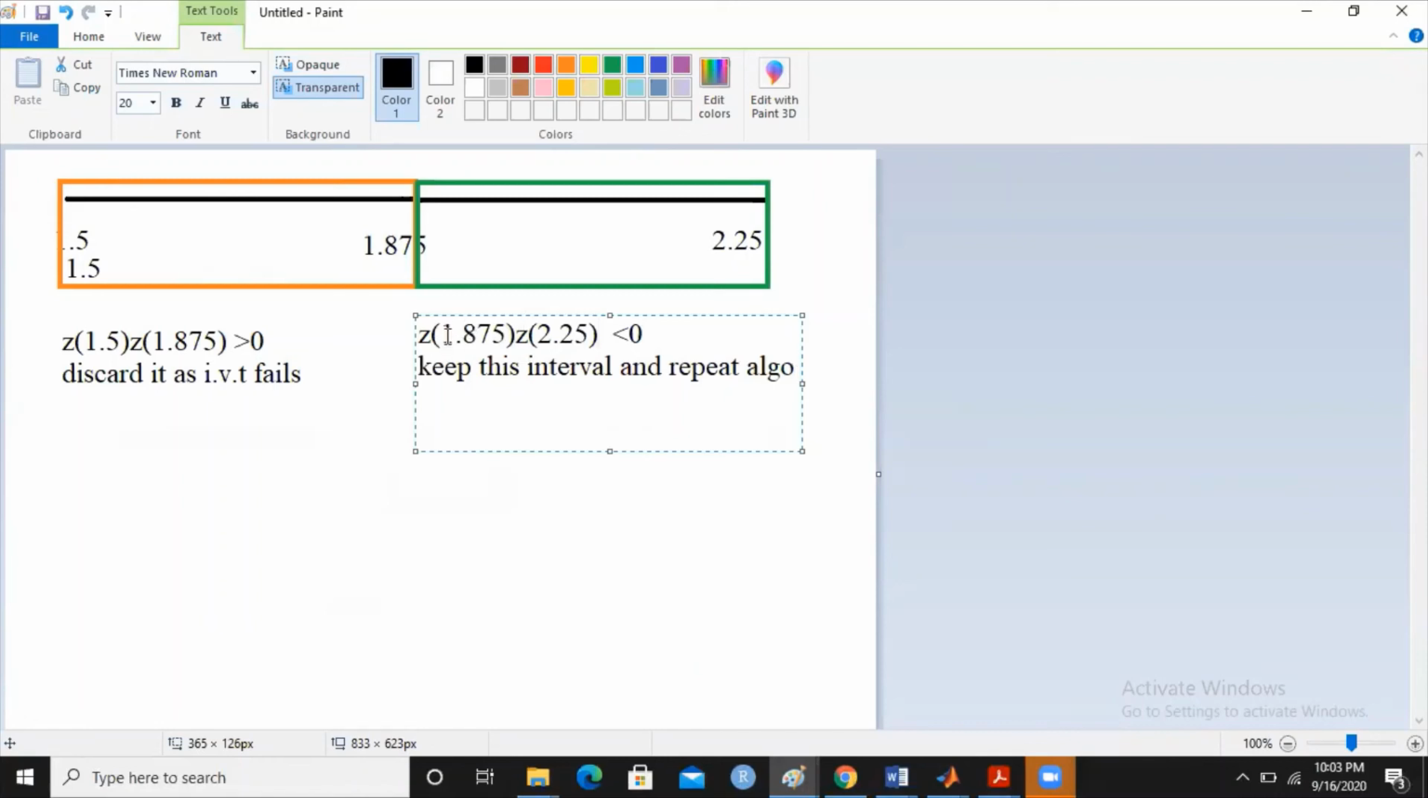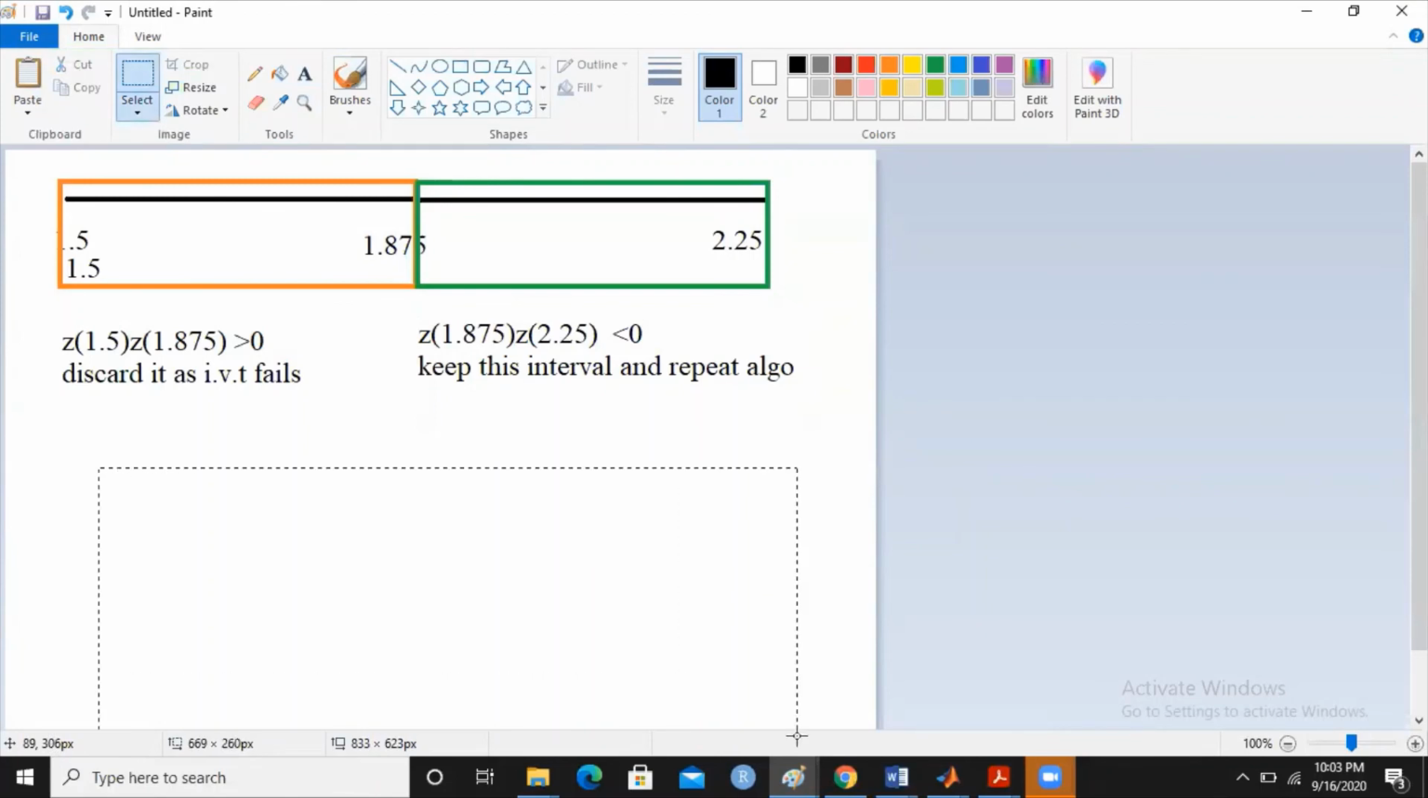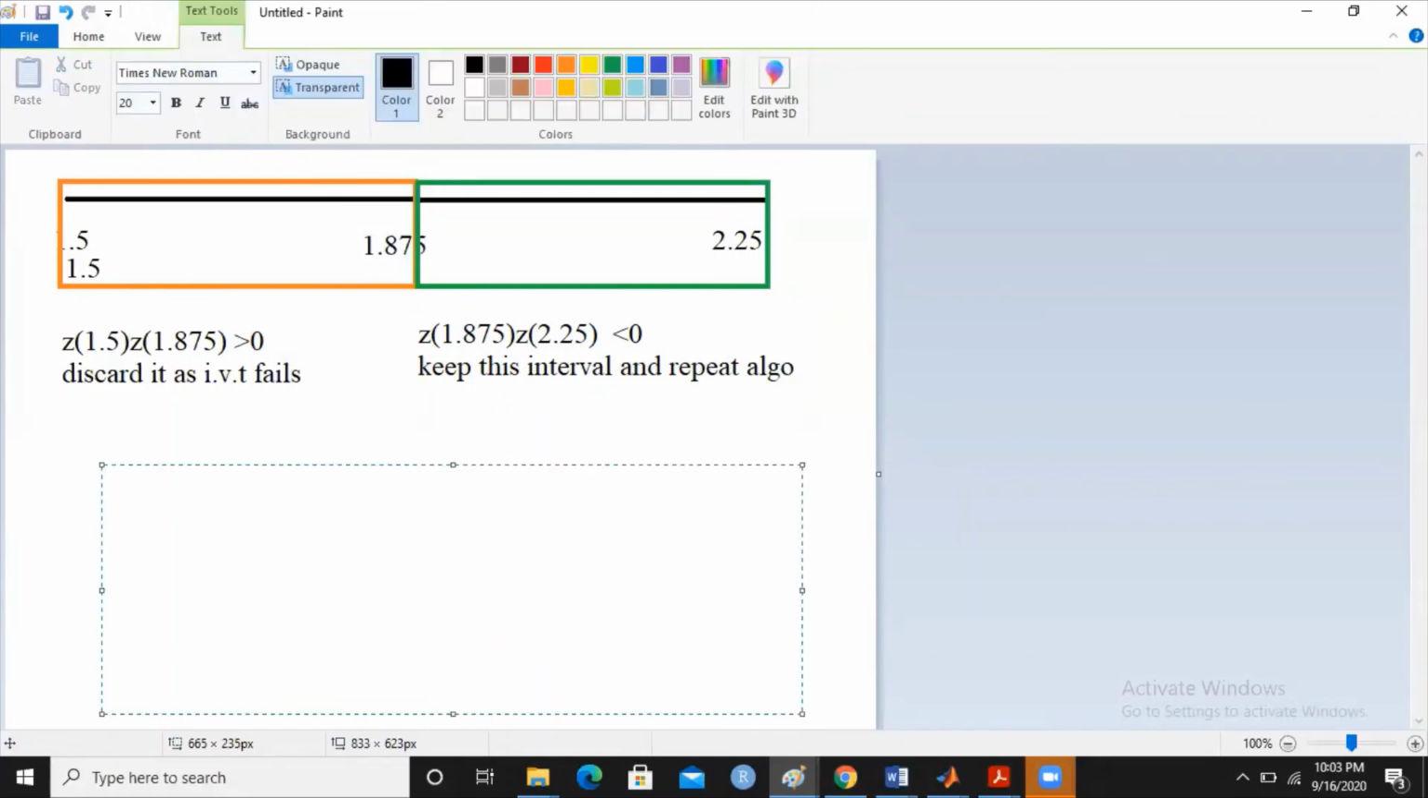And what does the algorithm say? It says that you will find the midpoint of 1.875, 2.25, and then you will make two subintervals, and then you will check the intermediate value theorem, and you will repeat the process. Now the homework is, students, there are two homeworks. Number one is that you will apply it 3 more times. And homework number two, read the algorithm.